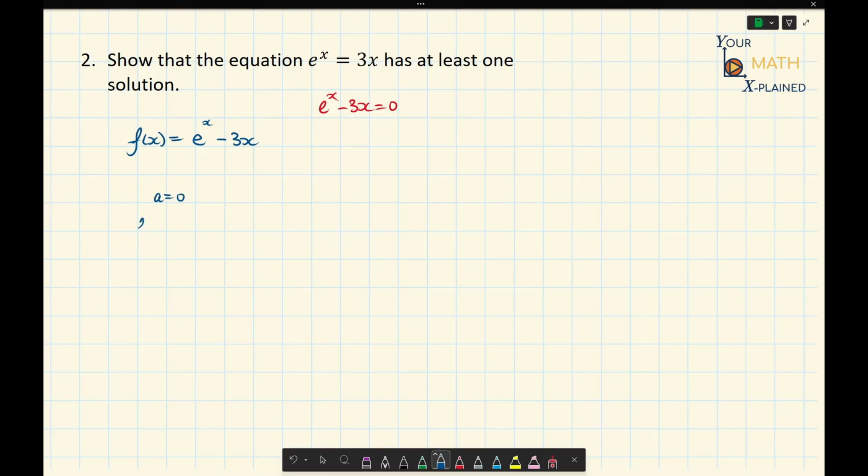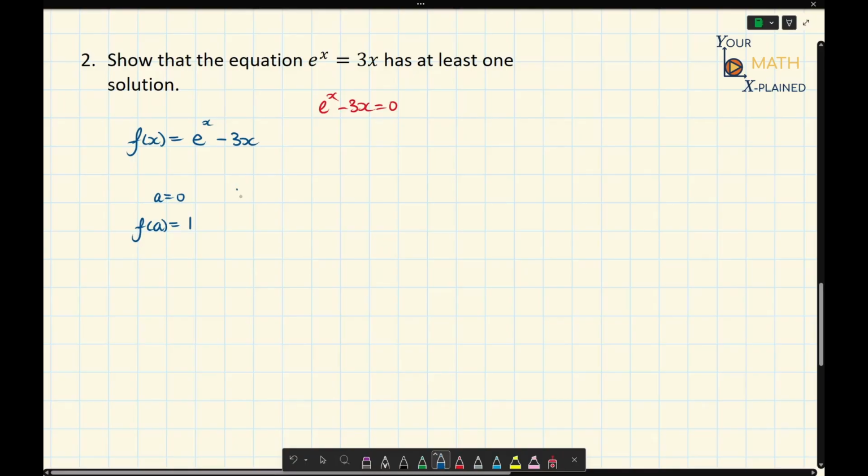Now when a is equal to 0, f of a is going to be equal to e to the 0, which is 1, minus 0. Okay, so now we have our positive number. Next, we're going to find a value b so that f of b is going to be a negative number. So let's try b is equal to 1.